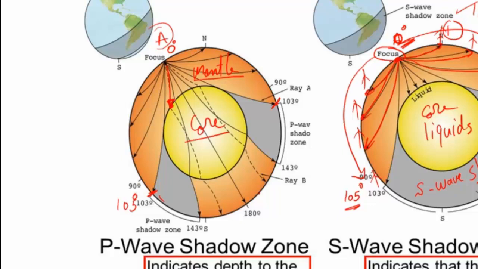So this wave will suffer a big refraction. It will change its direction like this inside the core. Then it will continue through the core until it reaches the boundary of the core again. It needs to go out of the core, so it will suffer a big refraction again. It will change its direction and continue until it reaches this point. Let's call it point C.